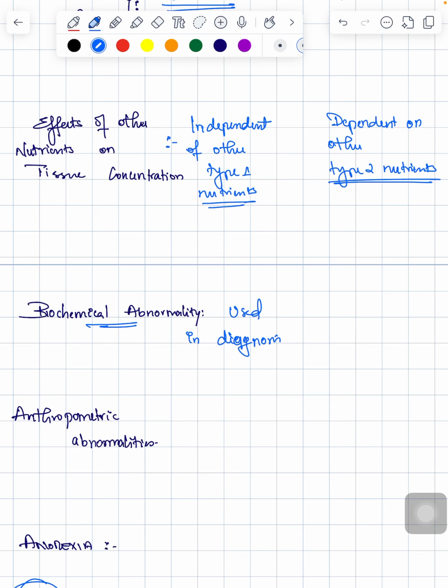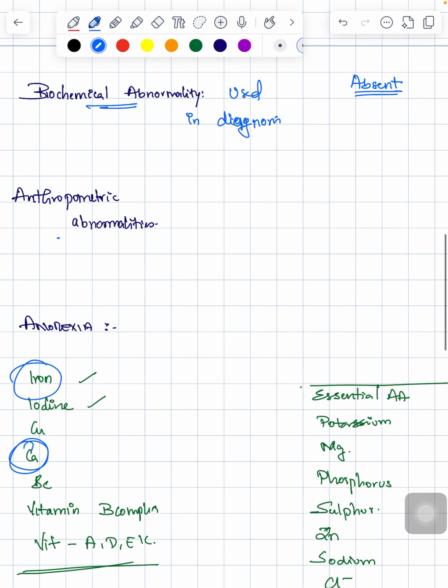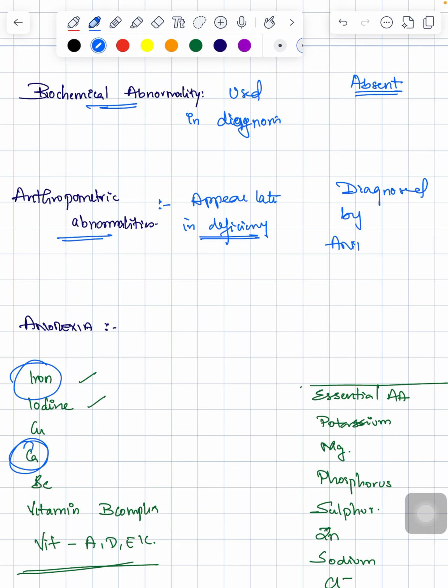What about your anthropometric abnormalities? In type 1 deficiency, the abnormalities in growth, weight and height will appear late, while anthropometry is the base for type 2. It is diagnosed by anthropometric abnormality, right? So these are the main points regarding your type 1 and type 2 nutrients. How about anorexia? Anorexia will be present mainly in type 2 nutrient deficiency. It will be absent in type 1 nutrient deficiency.